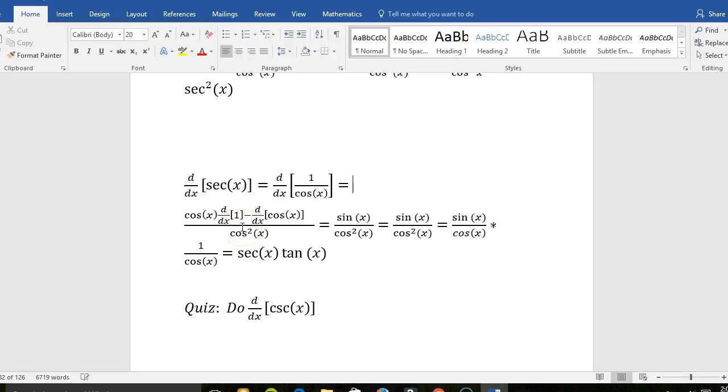Let's look at this example here. The derivative of the secant of x, that's the derivative of 1 over the cosine of x. So let's do this from the low d high perspective. Low is cosine of x, high is 1. So low d high: cosine of x times the derivative of 1, which is 0, by the way, minus 1 times the derivative of the cosine of x.